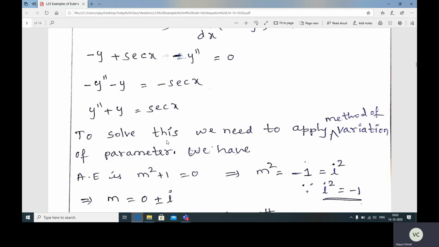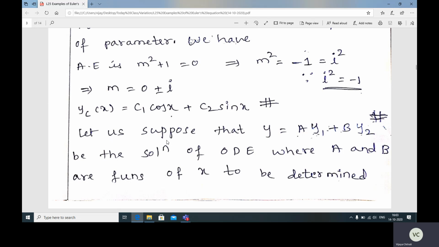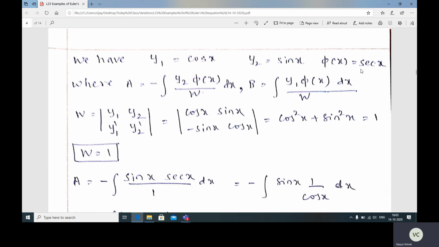Now we have y1 as cos x, y2 as sin x, and phi of x as sec x. Now we need to find W. W is nothing but the Wronskian. So the Wronskian is equal to the determinant of y1, y2, y1 dash, y2 dash. So y1 is cos x, y2 is sin x, y1 dash is the differentiation of cos, which is minus sin x, and y2 dash is the differentiation of sin, which is cos x.